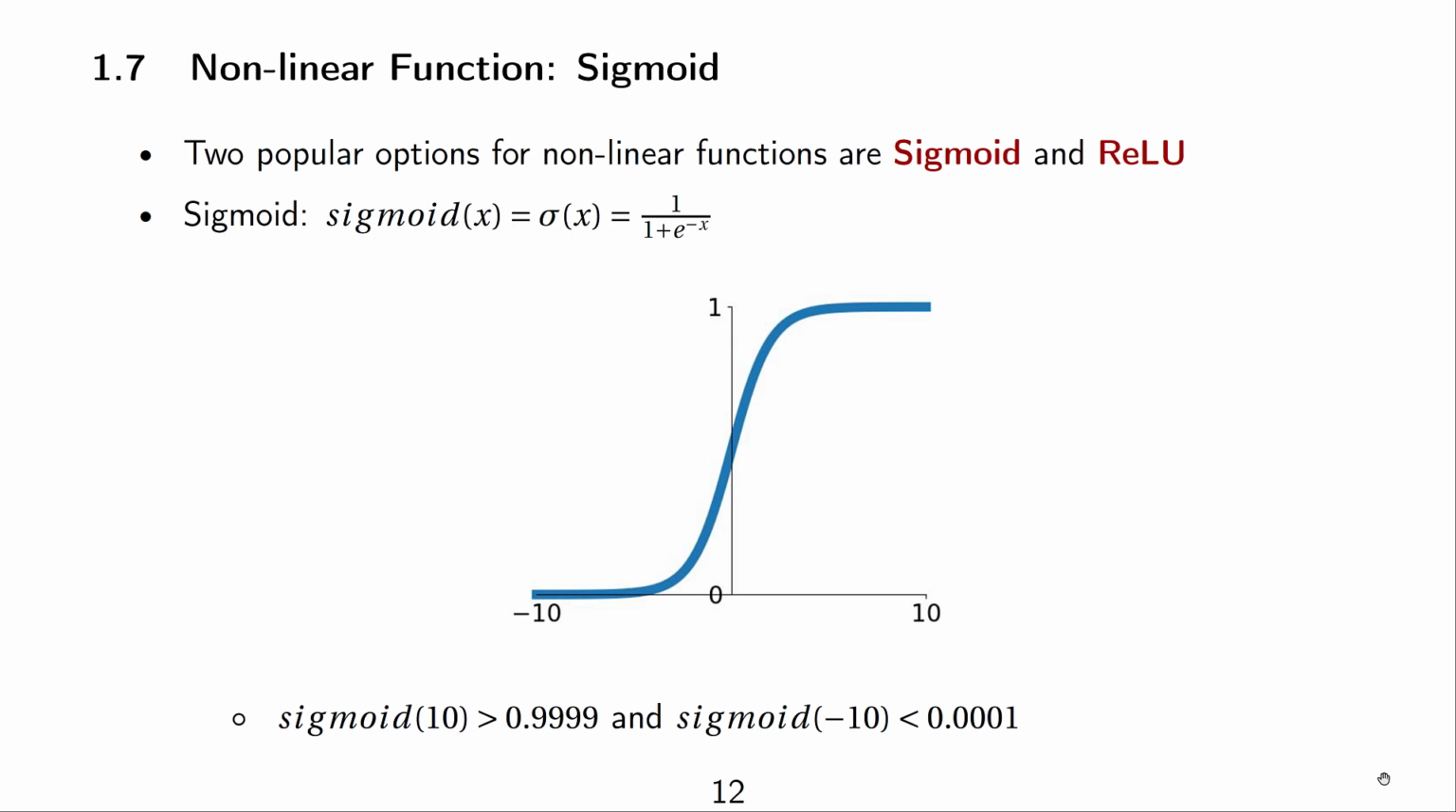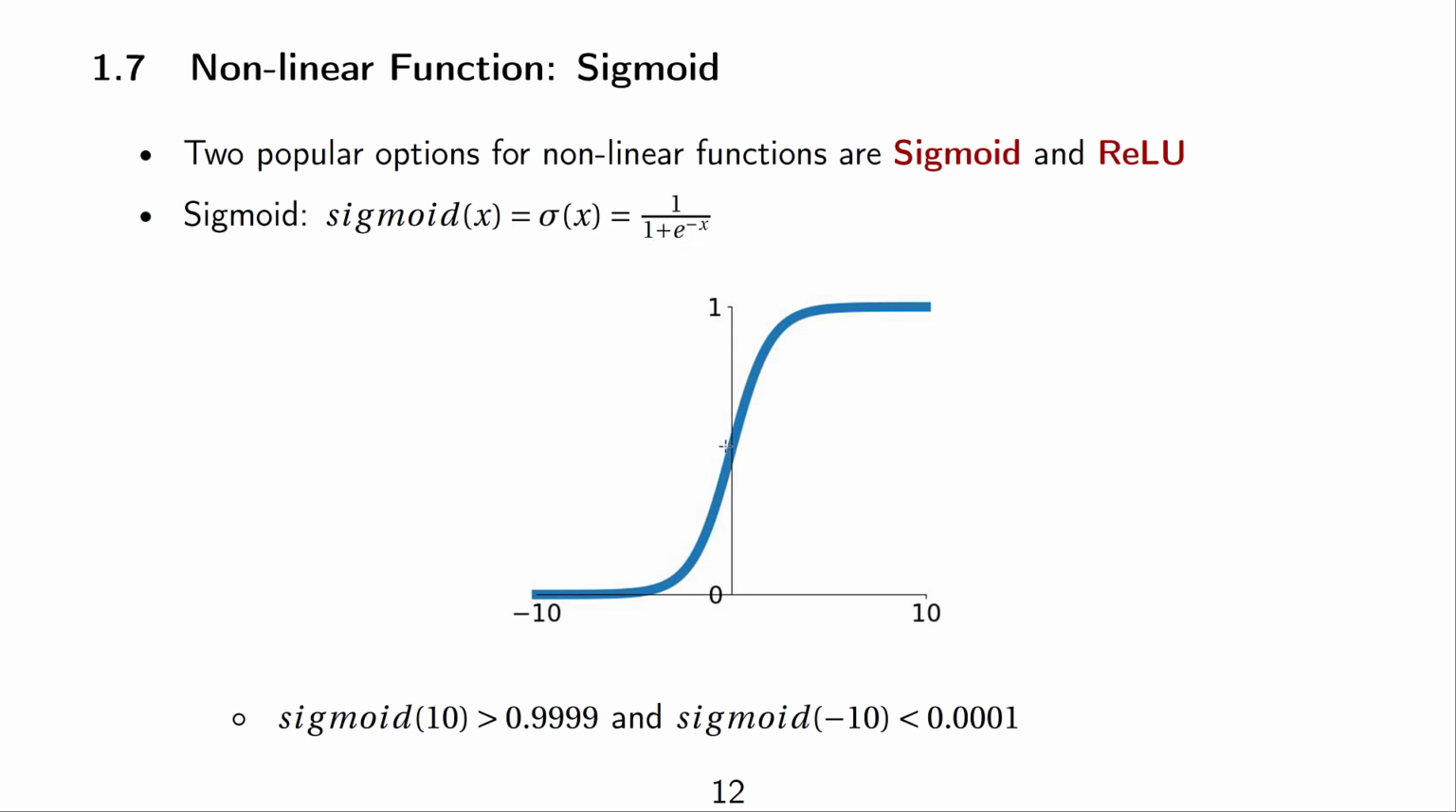We'll discuss two popular options for nonlinear functions. That is the sigmoid function and the ReLU function. For now, we'll look at this function with one input and one output. And these functions are typically computed element-wise. So the sigmoid function, sigmoid of x, or also written as sigma of x, equals 1 divided by 1 plus e to the power of minus x.